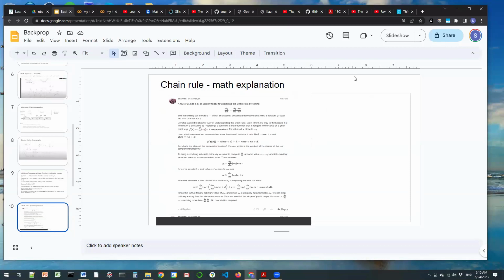And then I'm not going to go through this. I'll post a link to the slides later, but essentially this is just another working through of the math, pushing through it to indicate that dy by dx is nothing more than dy by du multiplied by du by dx.